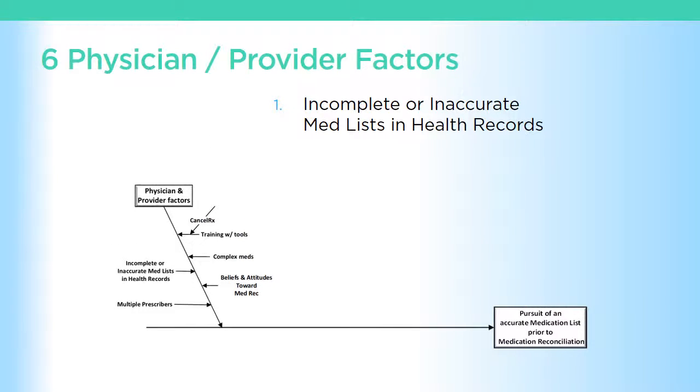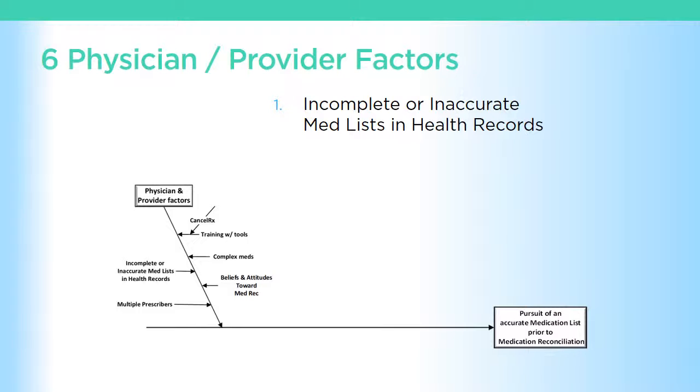So the first physician factor is making an assumption that a list of medications in front of me is actually true and accurate. I may not realize that that list in my medication record, be it printed or electronic, may no longer be accurate for multiple factors.